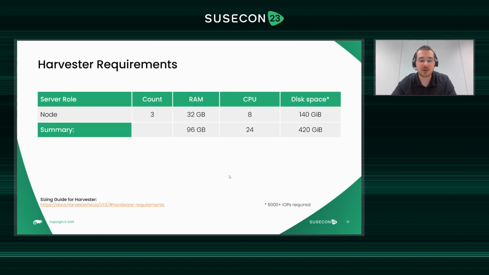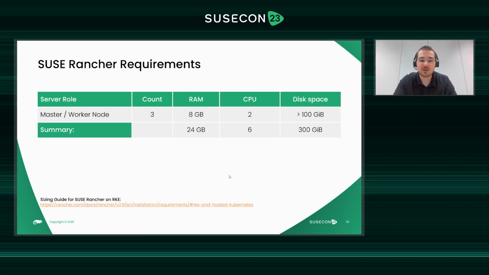So first off, talking about the Harvester requirements. If you would like to have a Harvester cluster, the minimum requirement is a machine with 32 gigabytes of RAM, 8 CPUs, and a disk with at least 140 gigabytes. To mention here is that the required IOPS are higher than 5,000 for the disk. That's a requirement Harvester gives us. And we recommend having 3 nodes, so we have an HA setup. In case one of your nodes goes down, you still have an available Harvester cluster.